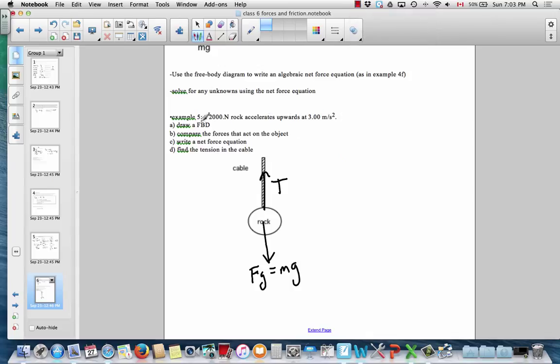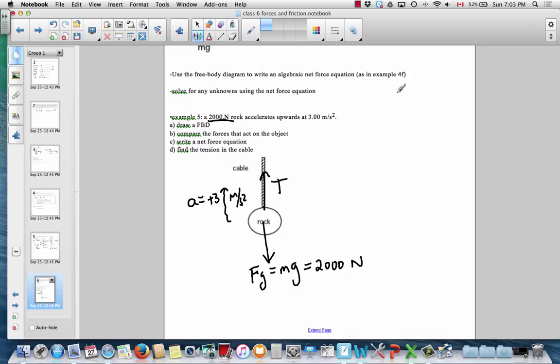Now, we're told that it's a 2,000 Newton rock. So this is a property of the rock. What property is it? Well, it's in Newton, so it's a force. That must be telling us the weight of the rock. And the other thing we're told is that it's accelerating upwards. Now, this isn't a force, but I will put it on here. I just use a squiggly line to represent that acceleration. It's upwards 3 meters per second squared. Okay, so we've completed the force diagram.